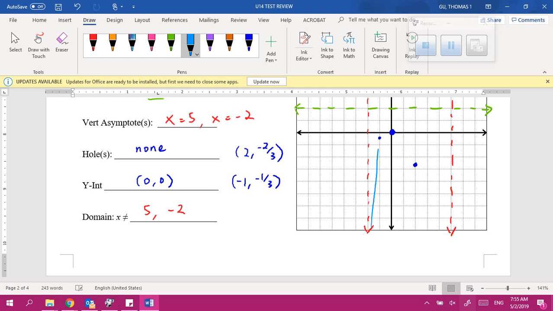Wait, Coach Q, for the dot for 2 comma negative 2 over 3. Oh, that's way off. Sorry. My bad. As you were saying that, I was like, wait a second. Yeah, negative 2/3 is right there. Whoops. I went like 2 1/3.